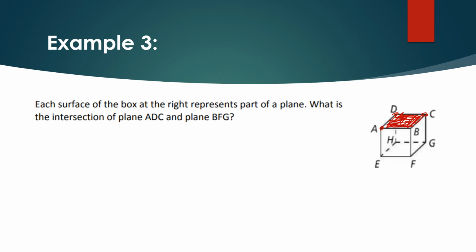And then planes B, F, and G. Well, that would be this side plane. We got G, F, B. So it's the whole side plane. And they're asking, where do these two planes meet? Well, the points that are labeled in common are B and C. So it must be line BC.